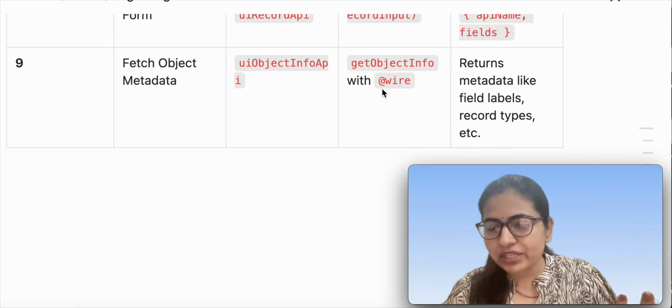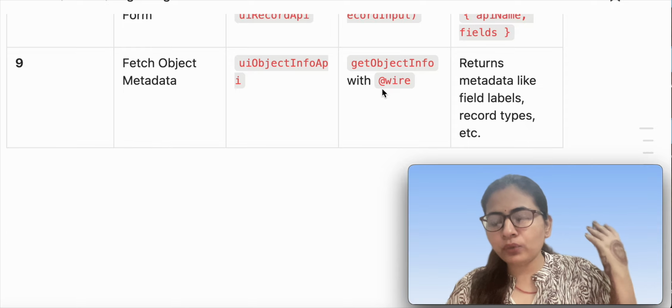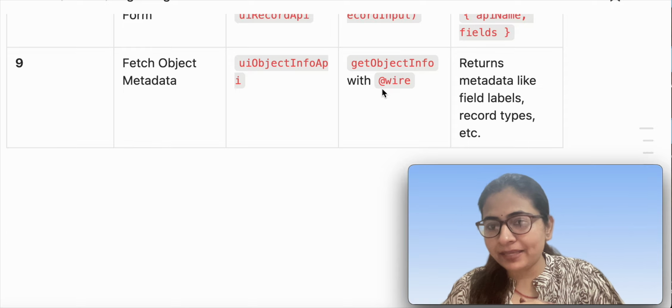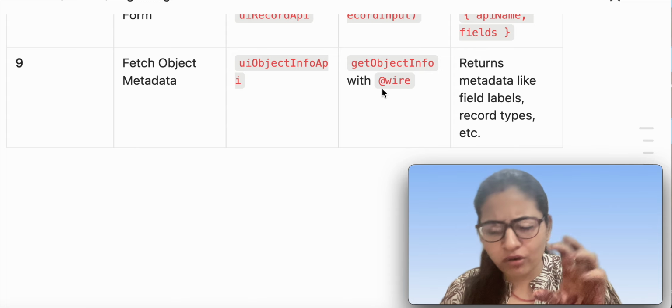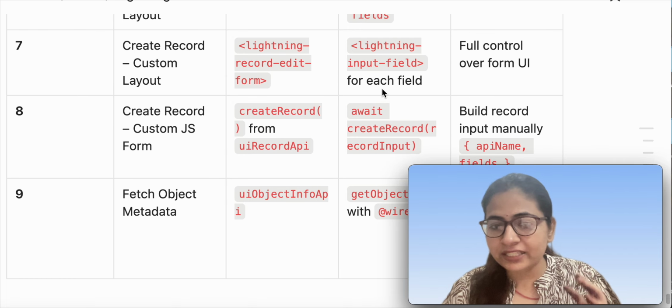Then comes, if I want to fetch object metadata, some picklist or some information about the object, then in that scenario I need to import the UI Object API, and handle everything with the help of wire or getFieldValue or whatever around the same.